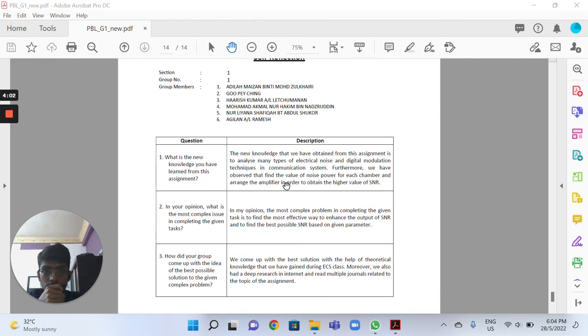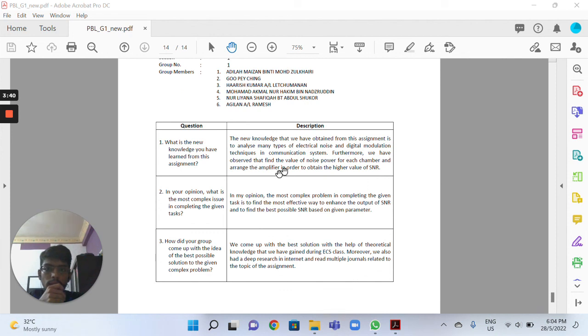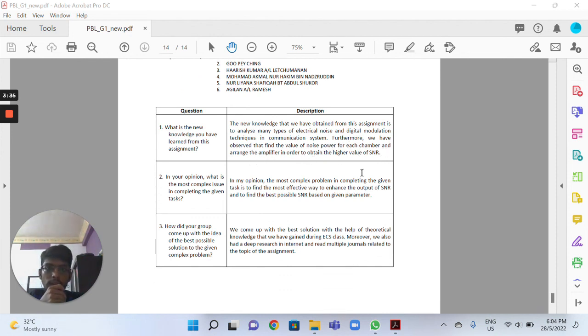Next, this is our group self-reflection. The first question is, what is the new knowledge you have learned from this assignment? The new knowledge that we have obtained from this assignment is to analyze many types of electrical noise and digital modulation techniques in communication systems. Furthermore, we have observed the noise value for each stage and arranged the amplifiers to obtain a higher value of SNR.